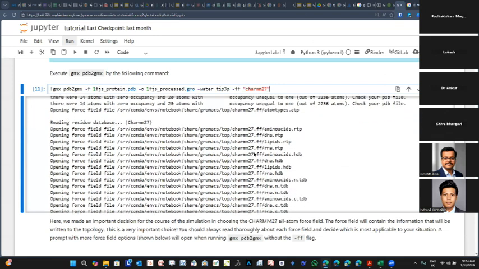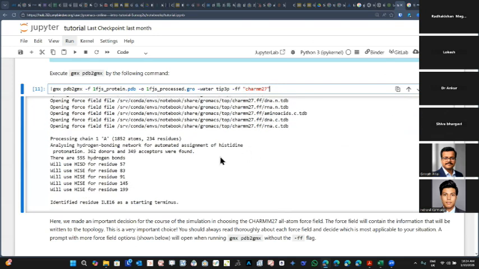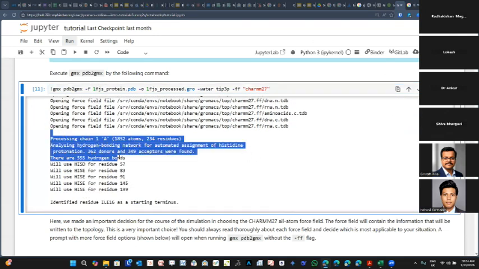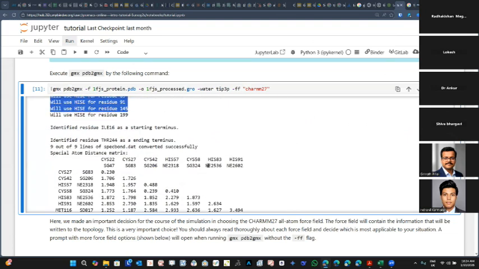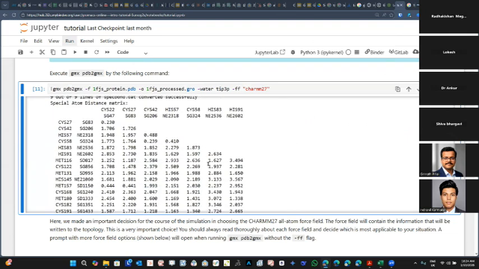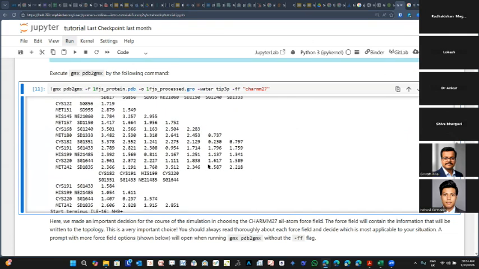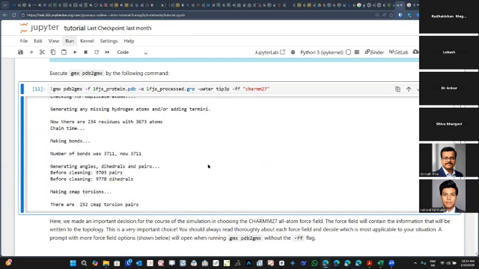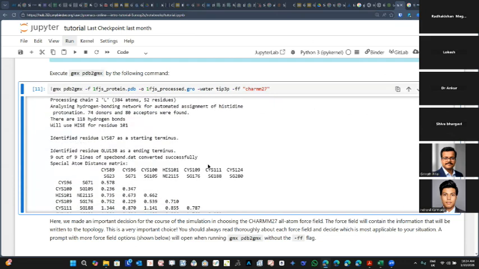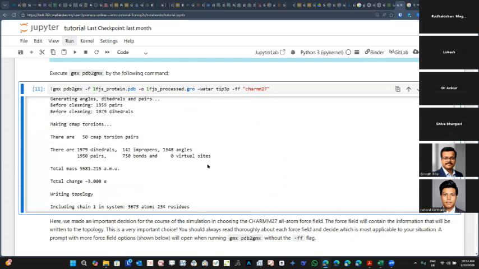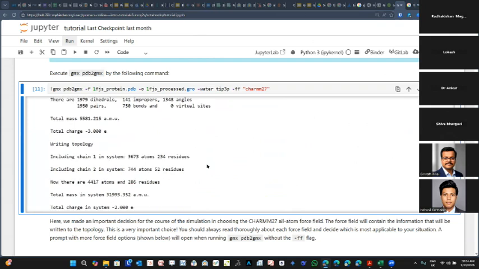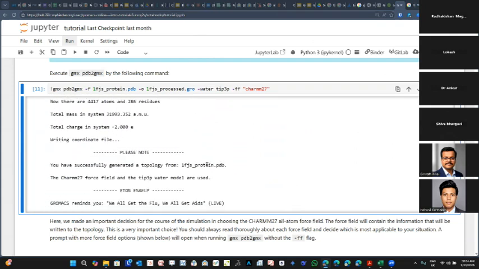Okay. And it was telling you all the changes and cleaning preparation. It has given you a lot more information about the distance metrics and looking at the bond, and it started writing the topology files. So at the end, it wrote the topology files.